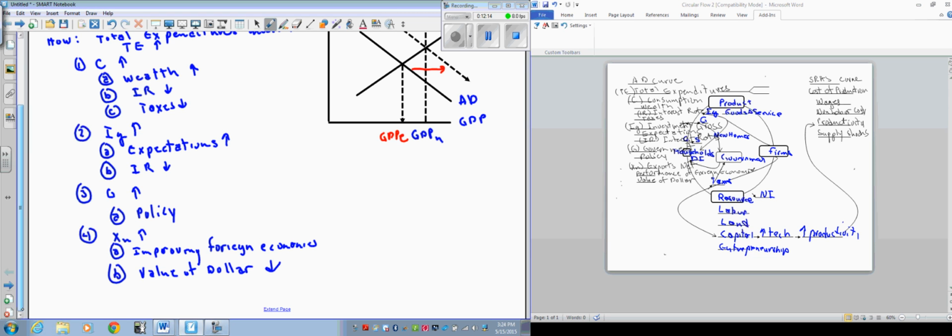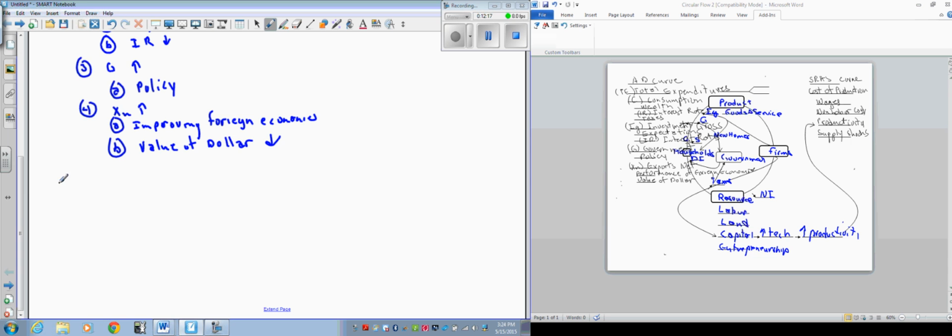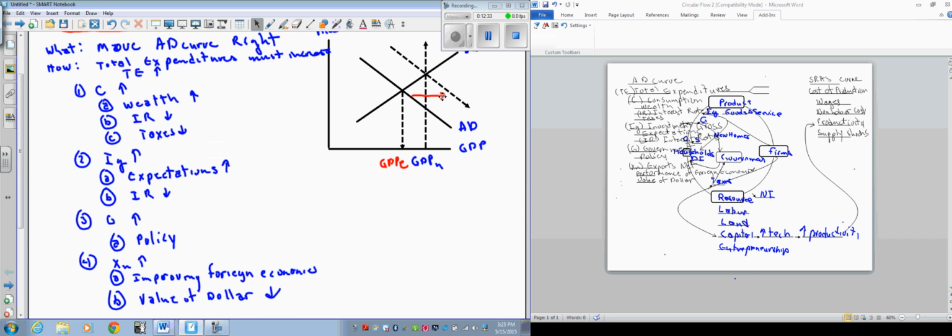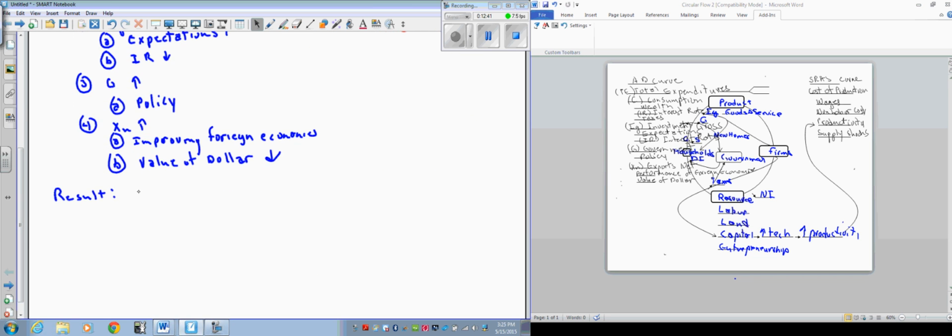And then it's going to be the result. What's the result of all of these actions that cause the AD curve to move to the right? Well, notice that if you look back up here, AD moves right, GDP equilibrium moves to GDP natural, right? So GDP equilibrium goes towards GDP natural.